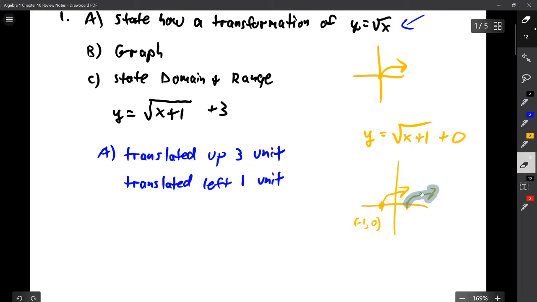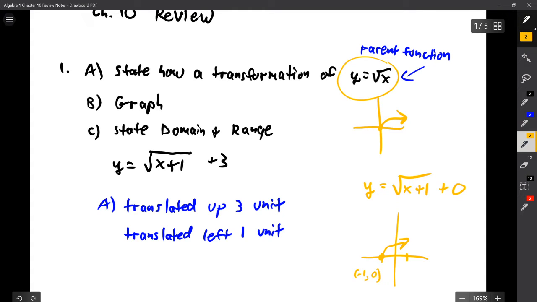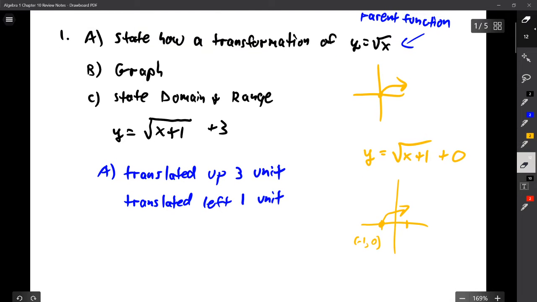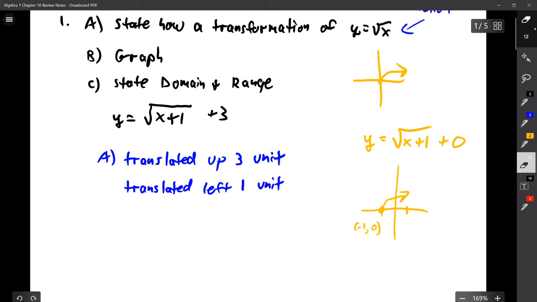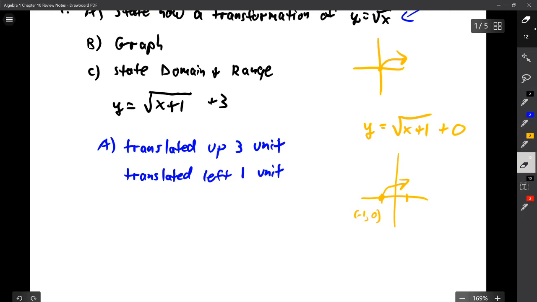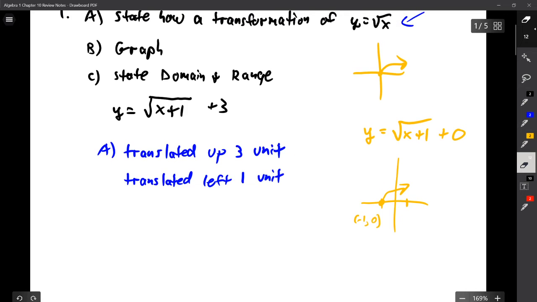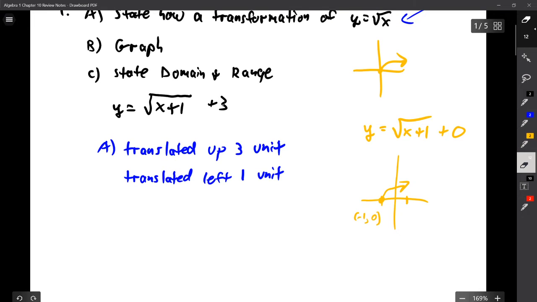And so adding 1 inside the square root makes it so that x needs to be -1 now in order to get y equals 0. Back with what we started with, if x is 0, then y will be 0, so we have the point 0, 0. But here, x has to be -1 to get a y value of 0. That's the gist of what's going on with these translations. So that's why adding stuff inside the square root translates it to the left, but adding stuff outside translates it up.